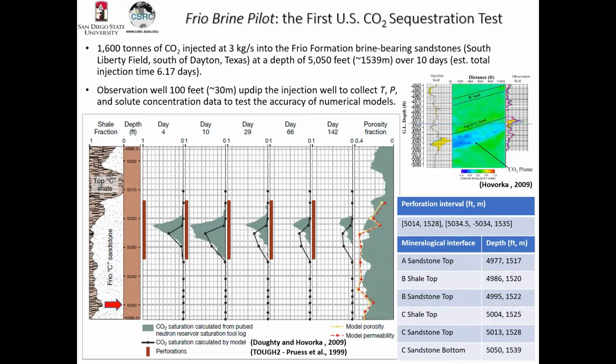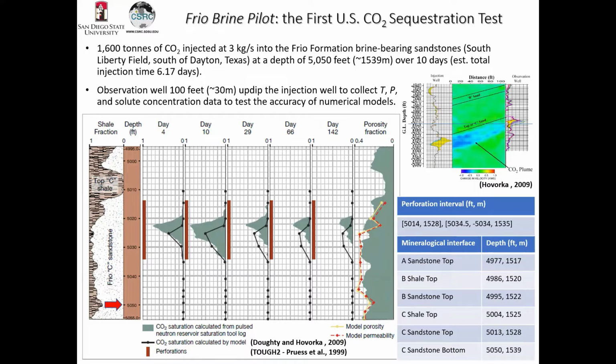Okay, so the simulations I configured are based on an actual test done by LBNL, and this test is known as the Frio brine pilot. In this test, 1,600 tons, those are metric tons, of CO2 were injected at 3 kilograms a second into the Frio formation, which is in Dayton, Texas. It's a depleted oil reservoir. And the perforation zone was at 1,539 meters, and the injection lasted 10 days. But the total injection time was about 6 days. I'll show you in a plot where they shut off the pump for part of the time.